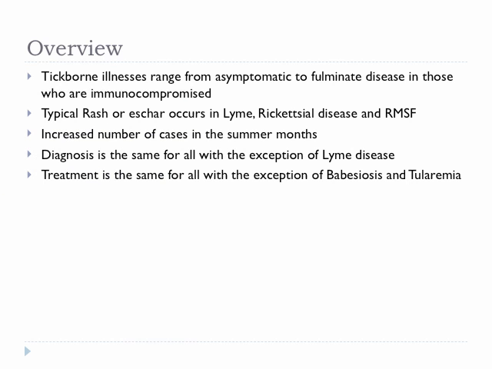So overview, most tick-borne illnesses are underreported because most of the disease that they cause is very asymptomatic. It could be fulminant disease in those who are immunocompromised. You should be able to identify the typical erythema migrans rash that's associated with Lyme disease. And eschars occur with rickettsiosis diseases, and there's the characteristic rash with Rocky Mountain spotted fever. There is an increased number of cases in the summer months.